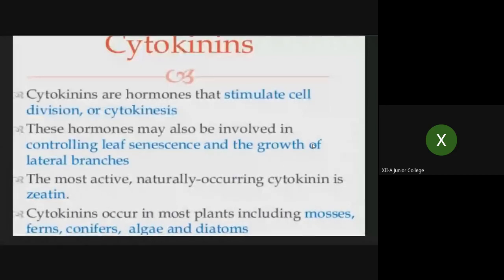The most active naturally occurring cytokinin is zeatin. And cytokinins occur in most plants, including mosses, ferns, conifers, algae, and diatoms. So not only in terrestrial plants, but in all different types of plants cytokinin is observed.